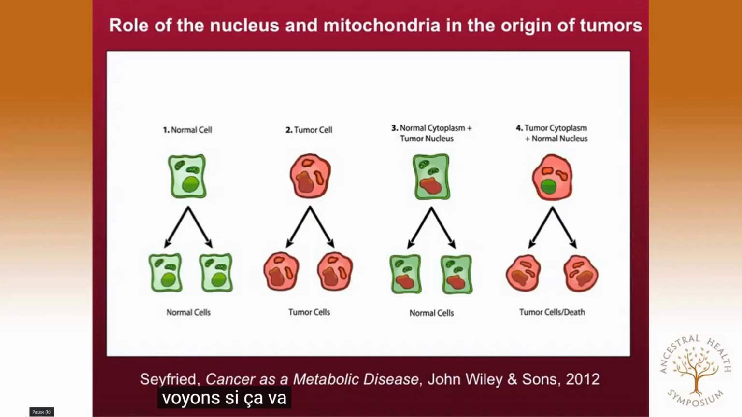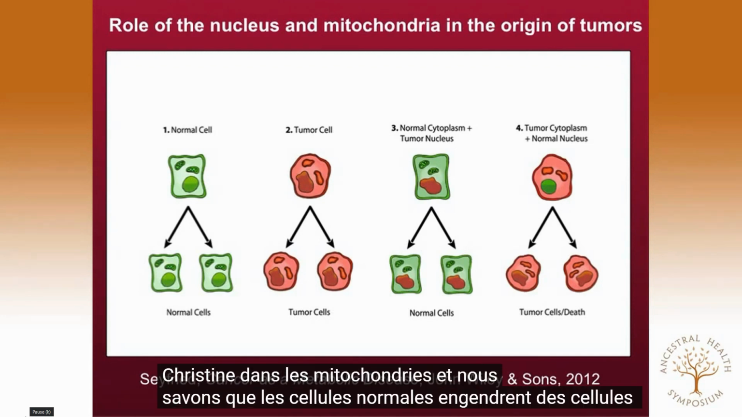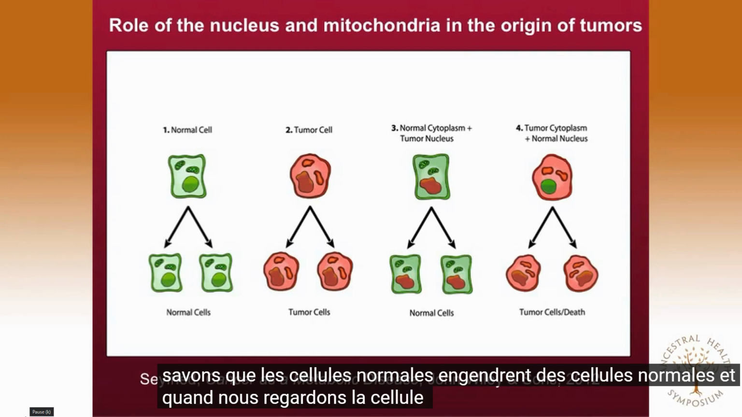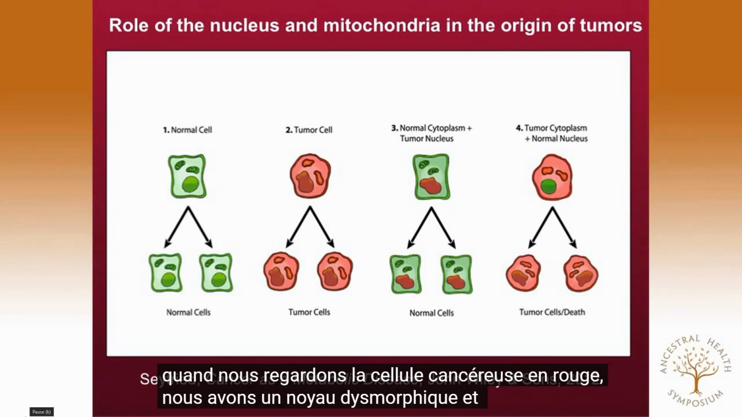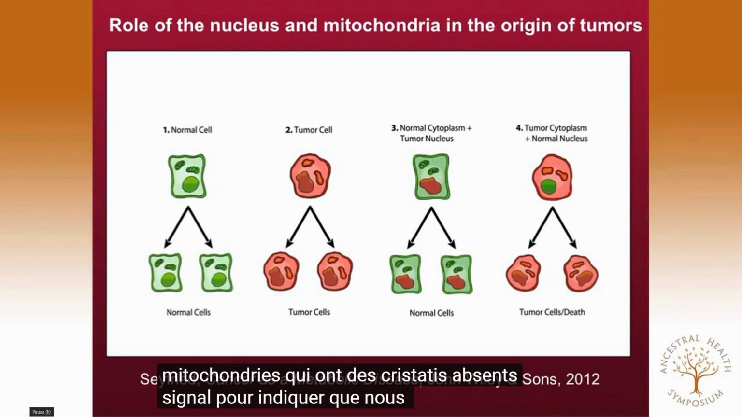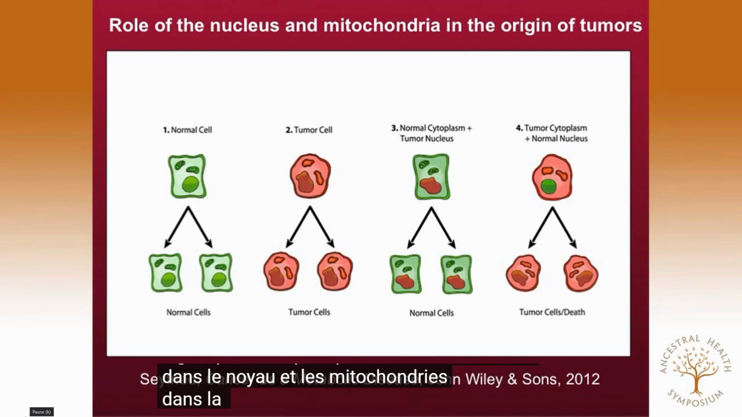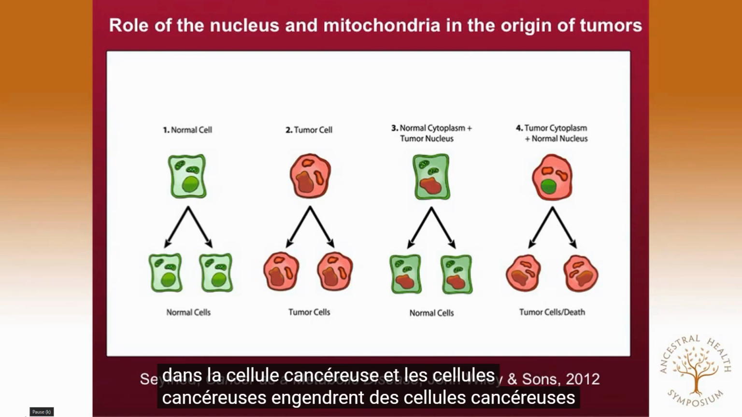Okay, so what I've done here is I've shown a normal cell in green and a tumor cell in red. What I've shown is a normal nucleus and cristae in the mitochondria, and we know normal cells beget normal cells. When we look at the cancer cell in red, we have a dysmorphic nucleus, and we have mitochondria that have absent cristae, to indicate that we have defects in both the nucleus and mitochondria in the cancer cell, and cancer cells beget cancer cells.